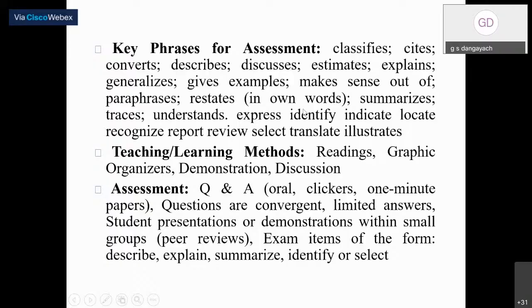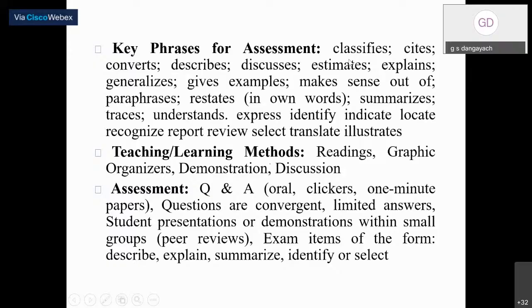Classify, cite, convert, describe, discuss, estimate, explain, generalize, give an example, make sense out of, paraphrase, restate, summarize, trace, understand, express, identify, indicate, locate, recognize, report, review, select, translate, and restrict. So these are the similar words which can be used in your question to assess comprehension.